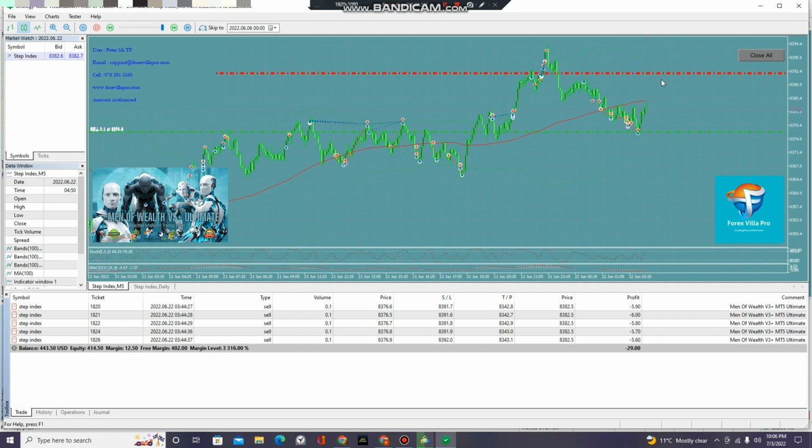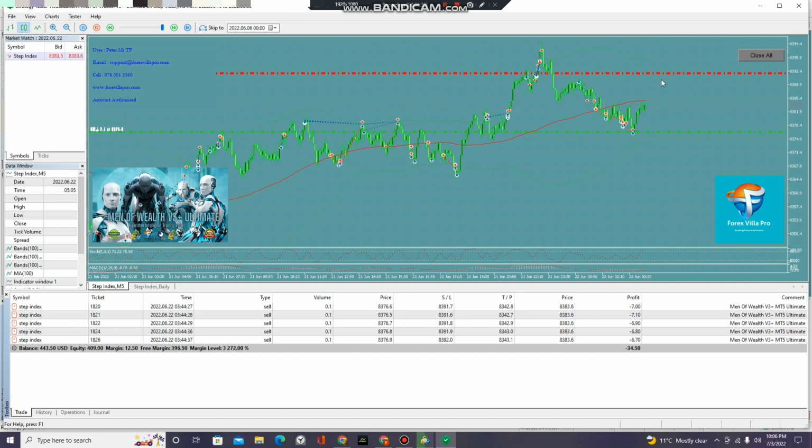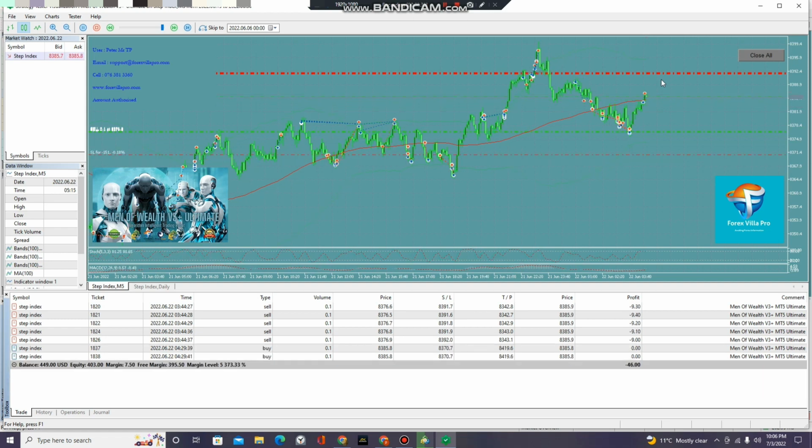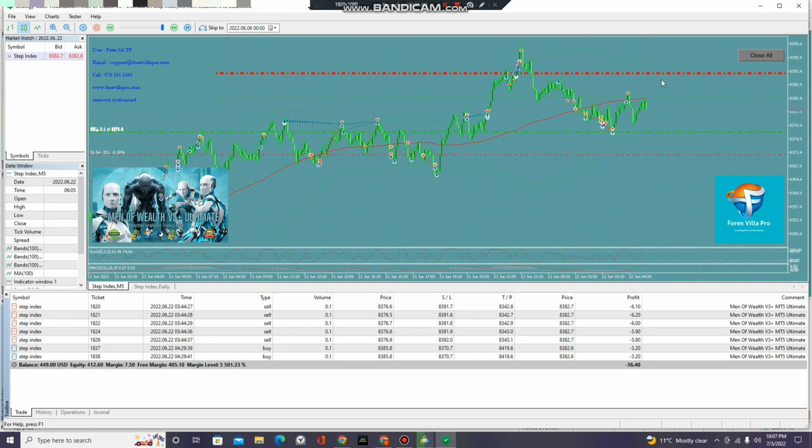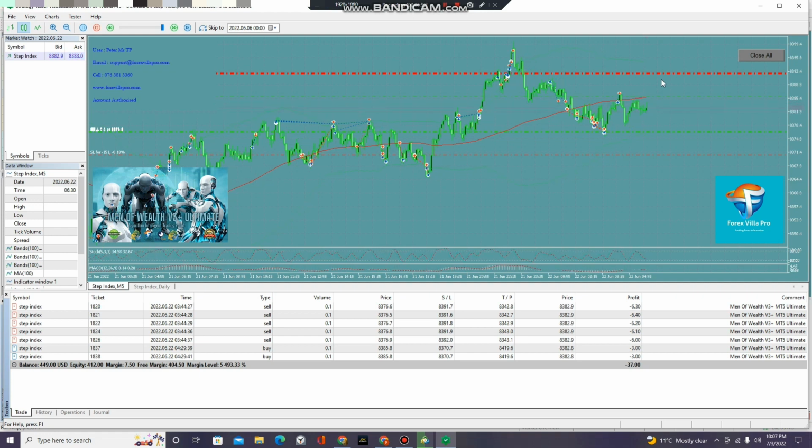That's what I love about Man of Wealth Virtual Plus, man. It keeps on eating. There are more wins than losses. So if ever you get a much bigger risk appetite, just increase the lot size. But at the same time, you're also increasing the risk. Just bear in mind with that one. Nothing is 100%. It's 90% accurate, guys.